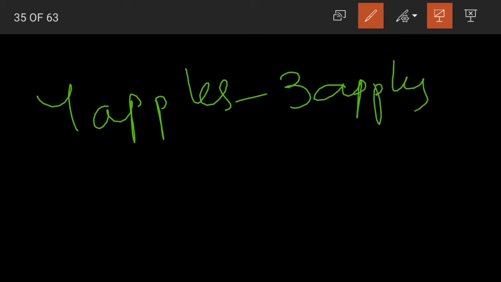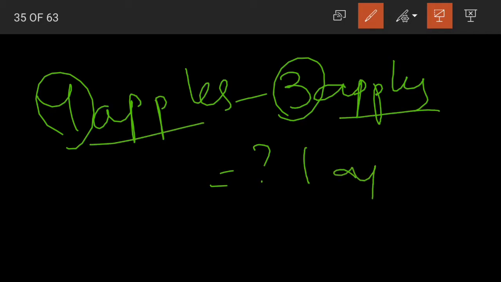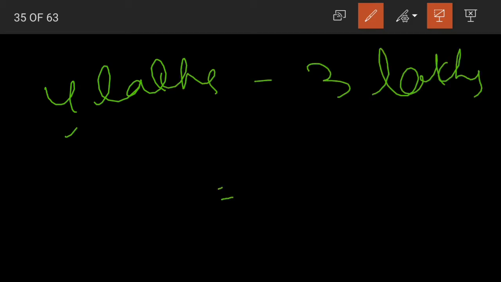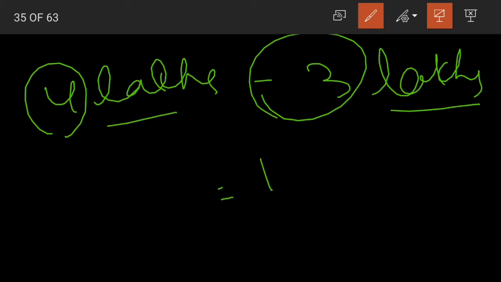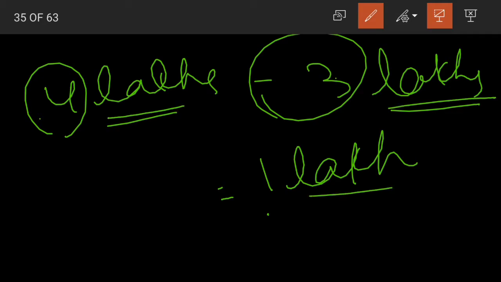Or else children, when I say 4 apples minus 3 apples is equal to what? Is equals to 4 minus 3, 1 and both are apples. So I will write apples. Yes, 4 apples minus 3 apples is equals to 1 apple. In the same way, when I say 4 lakhs minus 3 lakhs, what should the answer be? It should be 4 minus 3, 1 lakh. As both the numbers are lakhs, the answer will also be in lakhs. 4 lakhs minus 3 lakhs is equals to 1 lakh.